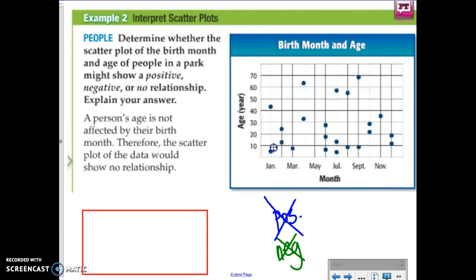So a person's age over here is not affected by their birth month. Therefore, the scatter plot of the data would show no relationship. And it's really important when they ask to explain your answer, all you're saying is exactly what that graph tells you. The person's age is not affected by their birth month. Okay.